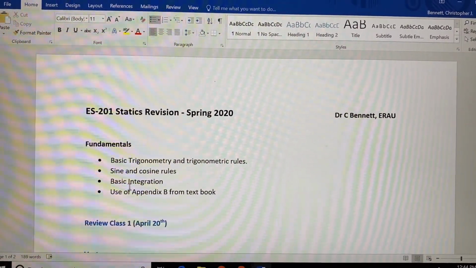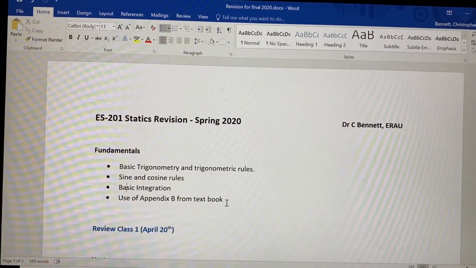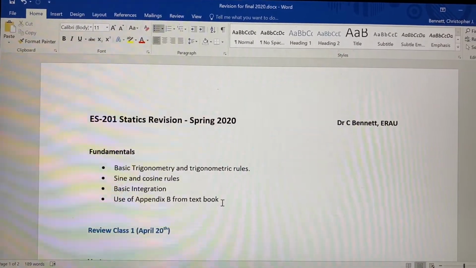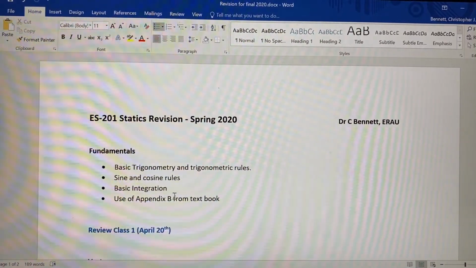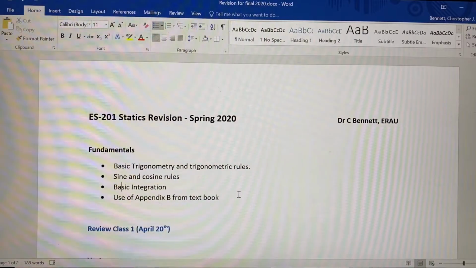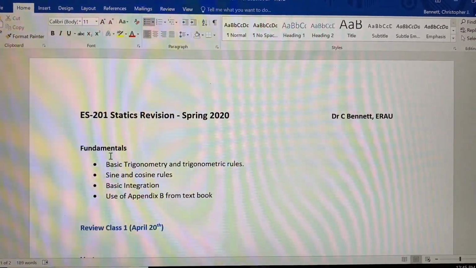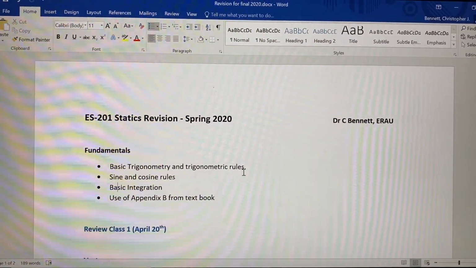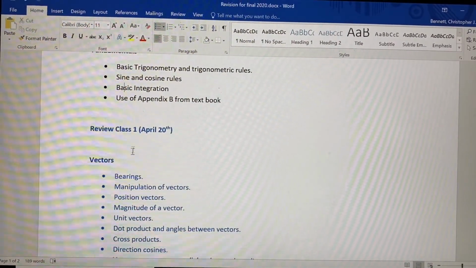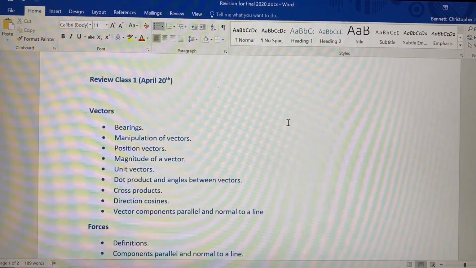And also the use of Appendix B from the textbook. So you've seen when we've been dealing with centroids and centers of mass and that kind of thing, then you need to know where to find standard results from the textbook in order to make your life a lot easier for solutions to some of those types of questions. So have a look at that stuff on your own, make sure you're happy with that, and we're now going to kick off with this stuff here, review class 1, the stuff in blue, starting with vectors.